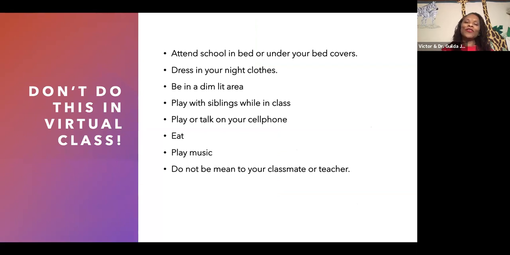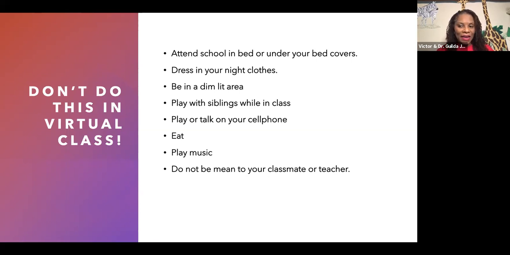You need to know, don't do the following. Attend school in your bed or under your bed covers. Should we be in our bed? I mean, am I in my bed right now? No, I'm not, right? Because I'm teaching you, so we want you to be in a safe environment. It should not be in your bedroom because other people, strangers, can see your bedroom. They can see you in your bedroom.